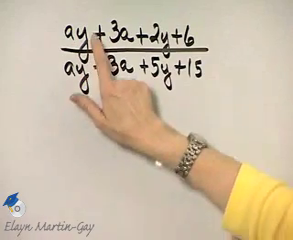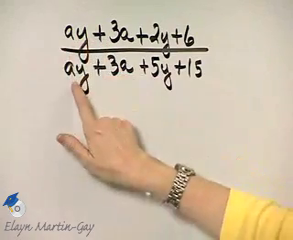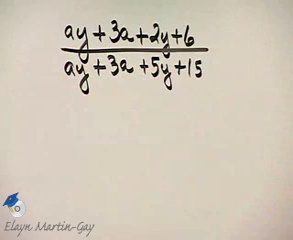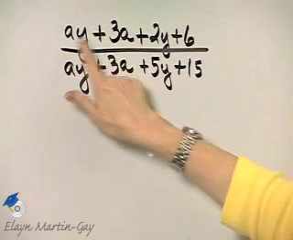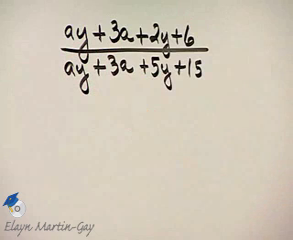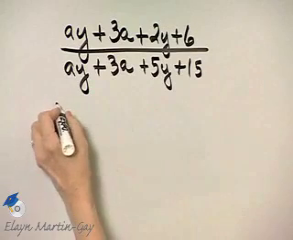You may not divide out this term with this term because it's not a factor. It's not connected by multiplication. It's connected by addition. So keep in mind that to simplify, we need to factor completely. And what does factor mean? It means to write as a product.